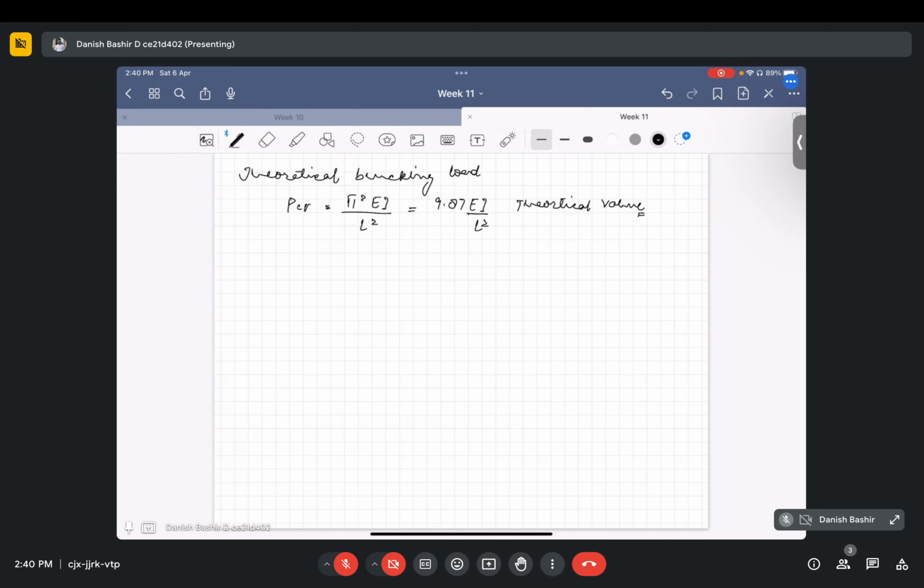So there is almost 5% error. So the error is almost 5%. Okay. We also have to find the buckling mode for this column. So this buckling mode is nothing but the eigenvector corresponding to the lowest eigenvalue, z. So we can find that also.